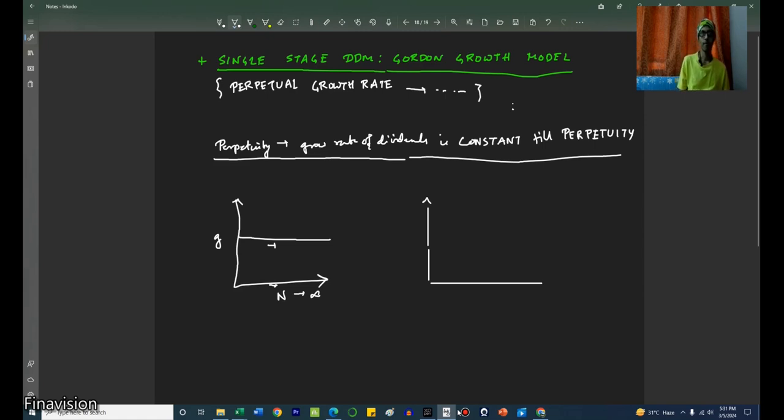If we draw the graph of dividends with time for a perpetuity constant growth rate, it will simply look like this. It will be a straight line which is slanting, and the slope is basically the growth rate. So this is the dividend and this is the time. We are writing time in a discrete manner here so that we can understand it better. You can also write it as T.